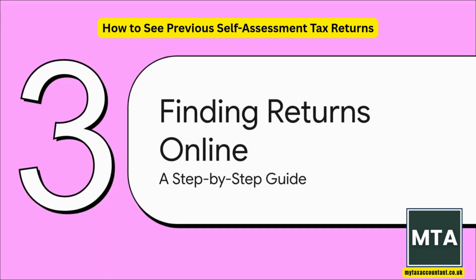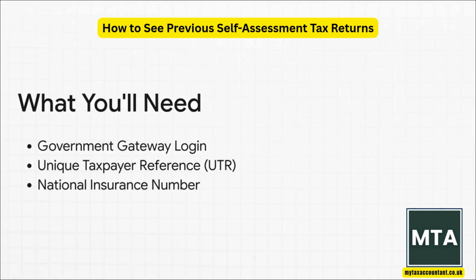Right, ready for the practical part? Let's walk through exactly how to find and download these documents right from your HMRC online account. First things first, a little tip to save yourself a headache. Before you even open your web browser, get these 3 things ready. Your government gateway login details, your 10-digit unique taxpayer reference, that's your UTR, and of course, your national insurance number.